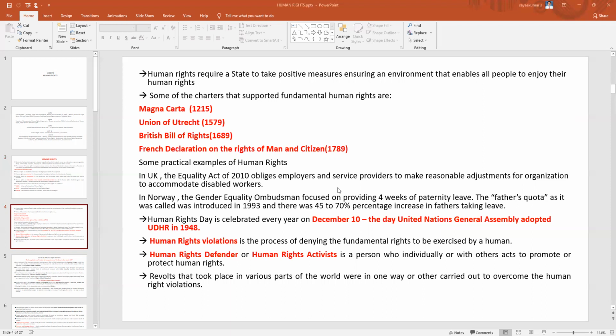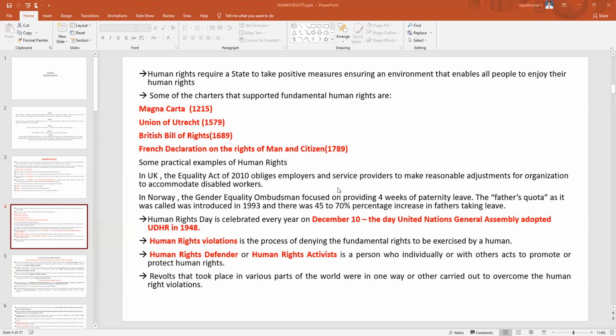In Norway, the Gender Equality Ombudsman focused on providing 4 weeks of paternity leave. You might have heard of maternity leave, whereby when a woman gets pregnant, she will be awarded leave till her labor period gets over. Whereas, in order to take care of the wife, fathers were given paternity leave in Norway in 1993, and it saw a major increase of nearly 45 to 70% in fathers taking the leave.